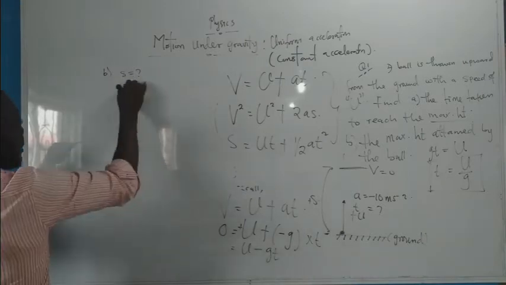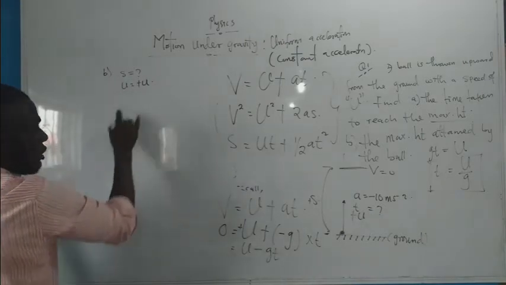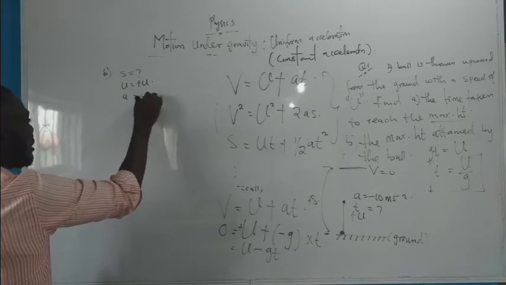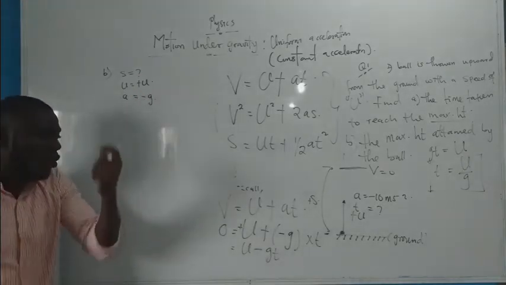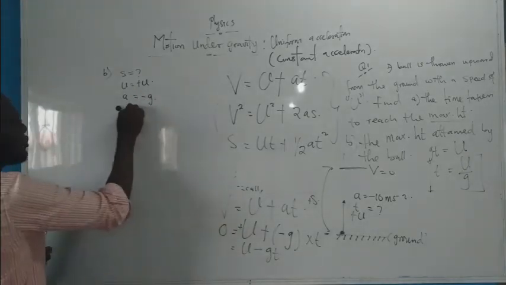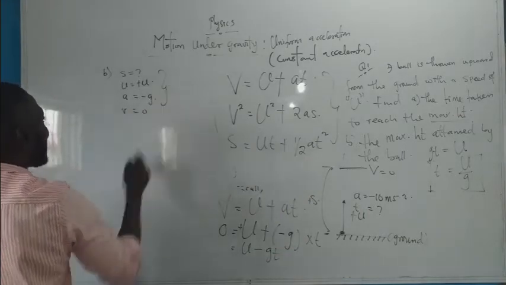We have initial velocity u, that's plus u. Acceleration is equal to minus g, gravity is always minus. And we have v equal to 0. These are the parameters.